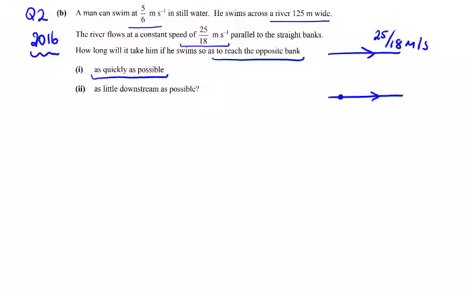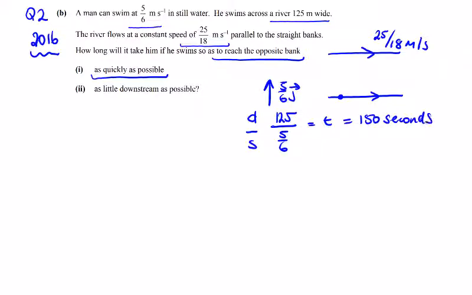So if we imagine he can go in this direction, like in a bath where it's completely still, he can go at 5/6 in the J direction. So it's 125 wide in the J direction. My distance divided by my speed will give me my time. So 125 divided by 5/6 is equal to 150 seconds. That's if he just goes across as quickly as possible.